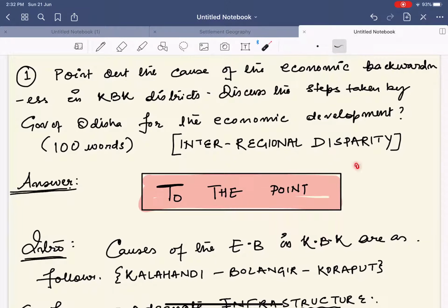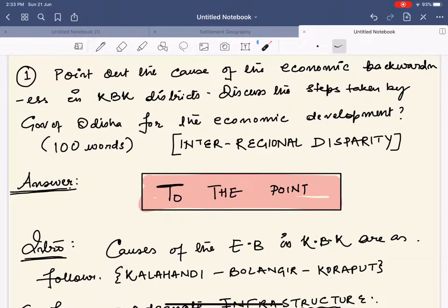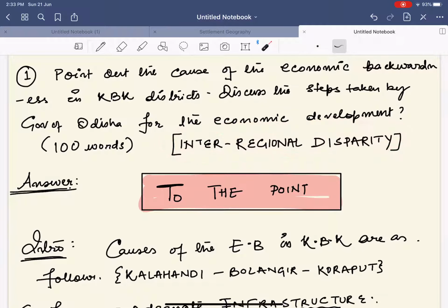Today we'll be discussing your GS Paper 2 Week 7 test. The first question was, point out the causes of the economic backwardness of the KBK district. Discuss the steps taken by the government for the economic development. Now remember that this question can also be in the form of what are the reasons for the inter-regional disparity or the inter-regional differences.